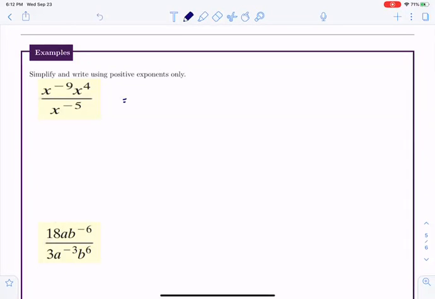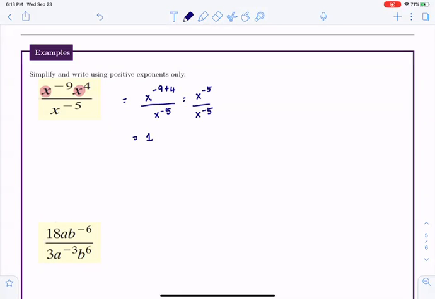So since I have identical bases x, I can put that identical base and combine the powers, minus 9 plus 4, divided by x raised negative 5, which would give us x raised negative 5 over x raised negative 5, and they are the same, so they will get cancelled and we get 1.